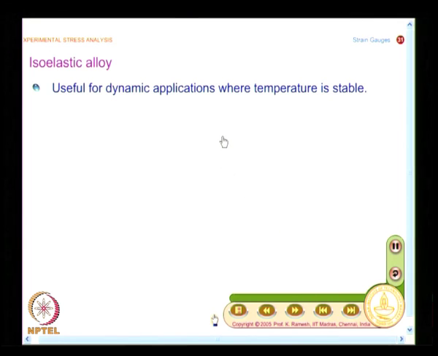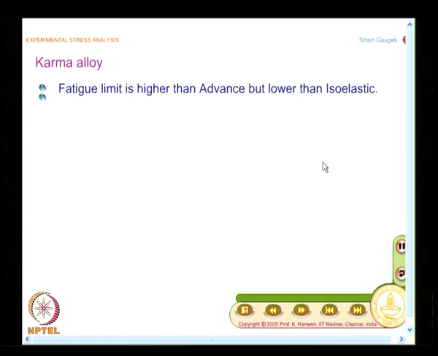Because it is poor in temperature effects, the general recommendation is it is useful for dynamic applications where temperature is stable, because these dynamic phenomena are very fast. So, even before you wink your eye, the phenomena is over. So, in such fast applications, isoelastic alloy is advantageous. So, that is the advantage of using isoelastic alloy.